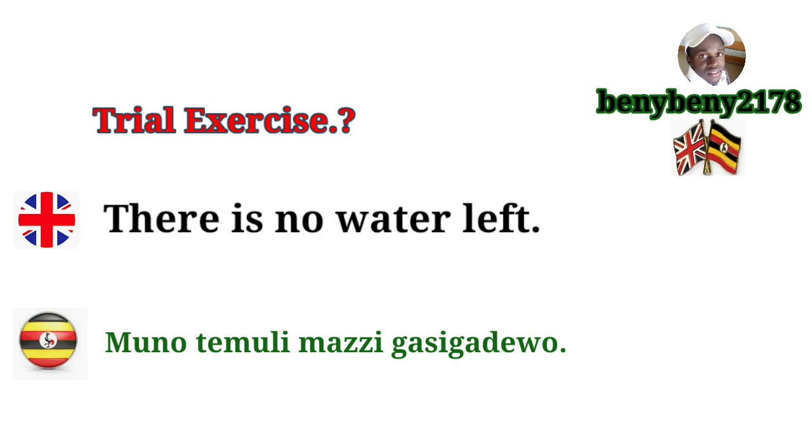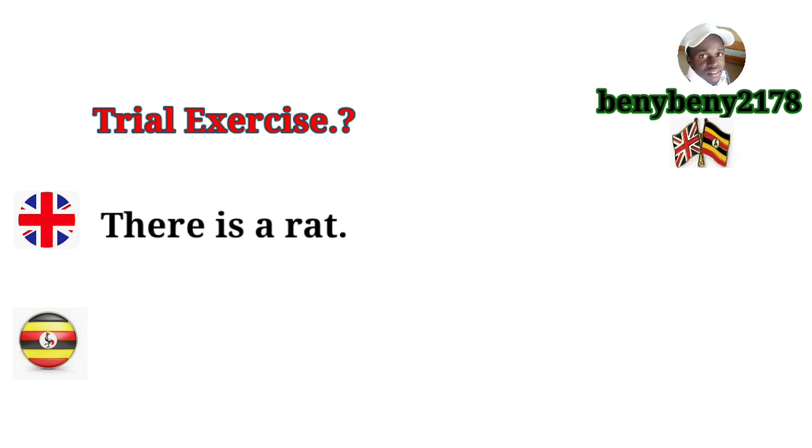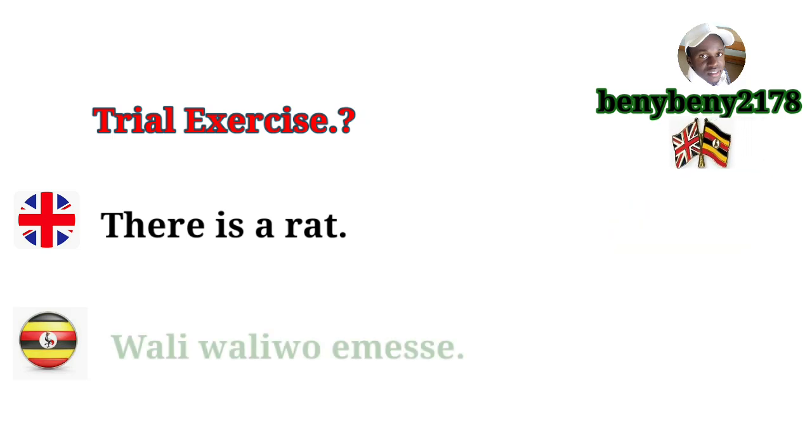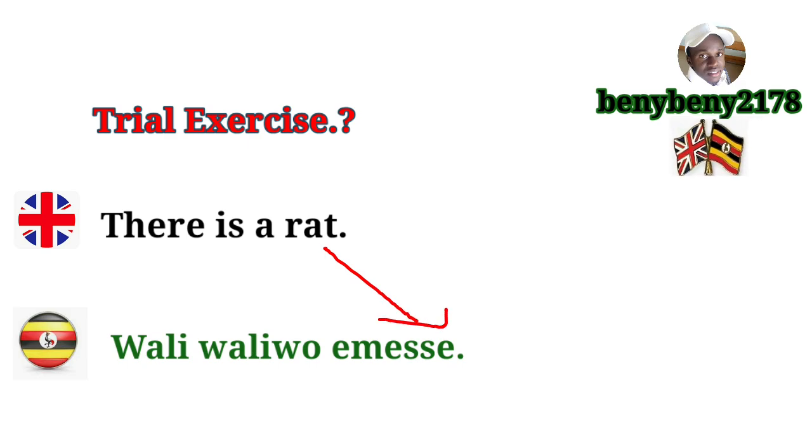Exercise 2. There is a rat. And what's the correct answer? Okay. Wali waliwo emmese. Not rat is emmese. Rat is emmese.